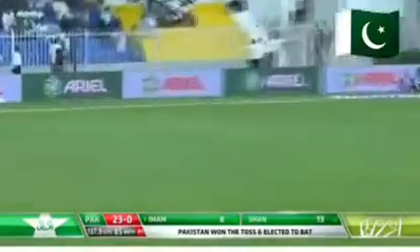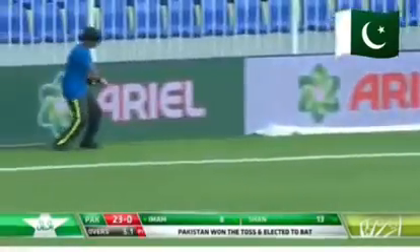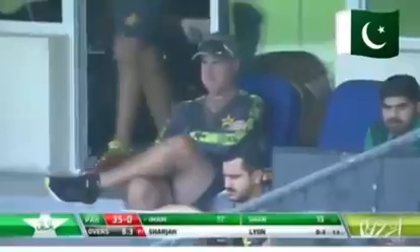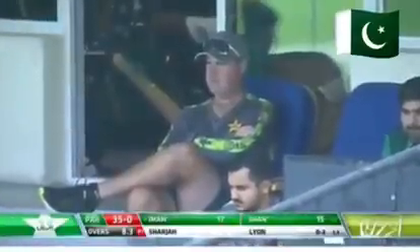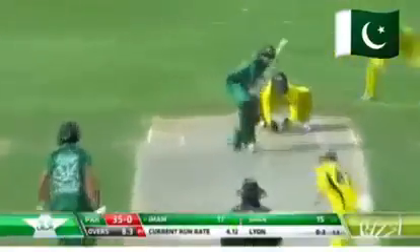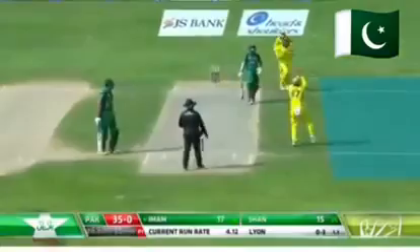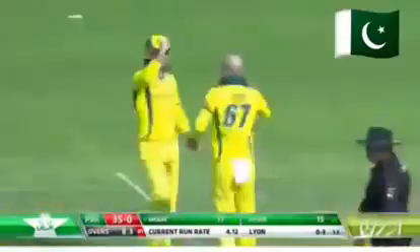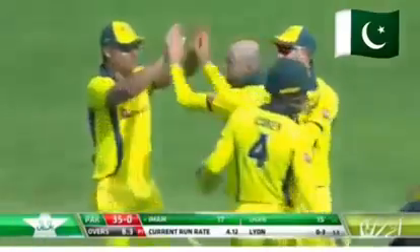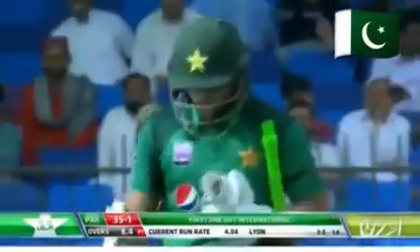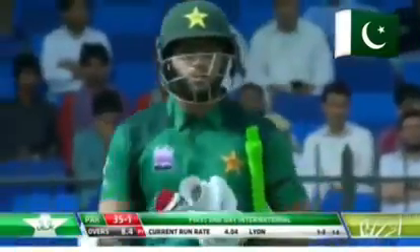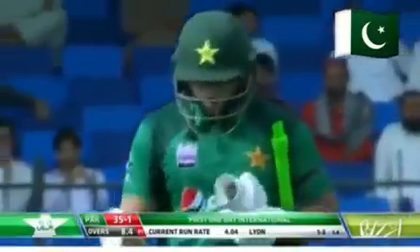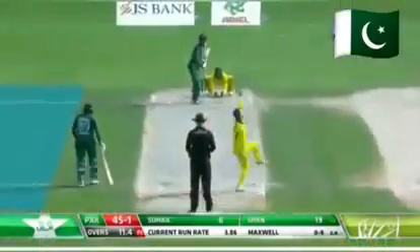Short one. And placed beautifully, deep backward square. Catch it! Yeah. Oh, gone. A soft dismissal, and this is where Nathan Lyon is so good. Kept on pegging on that hard length, and in the end, it was Imamul Haq who was the wicket.